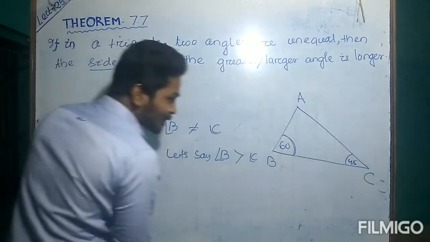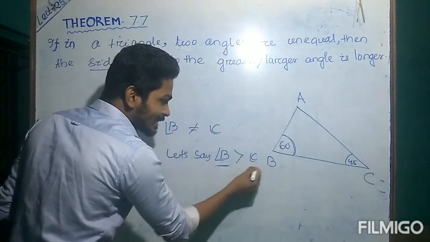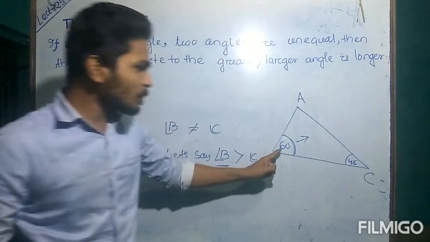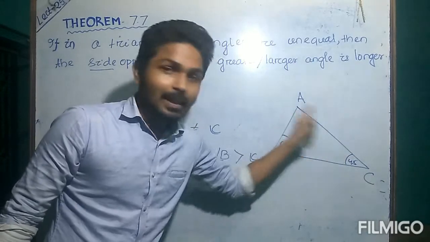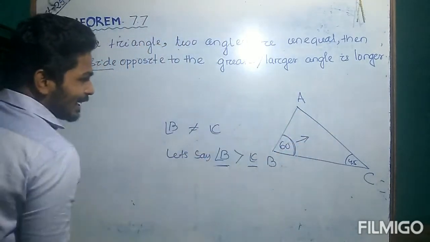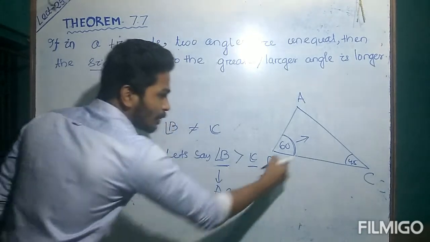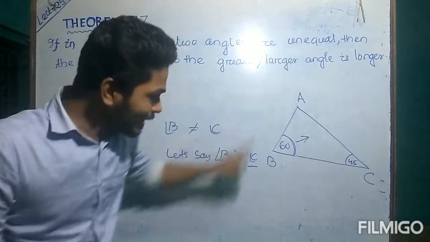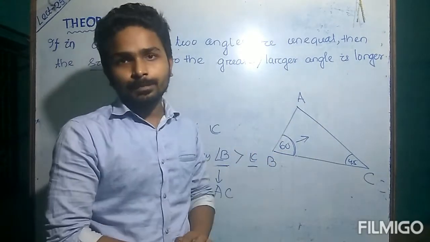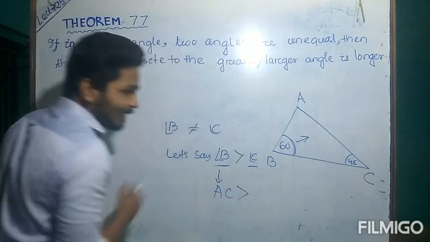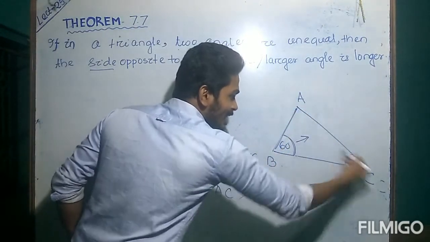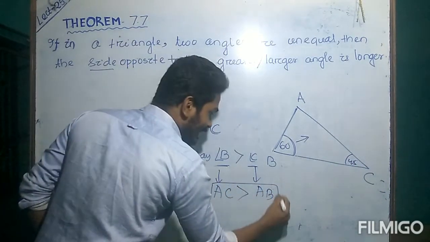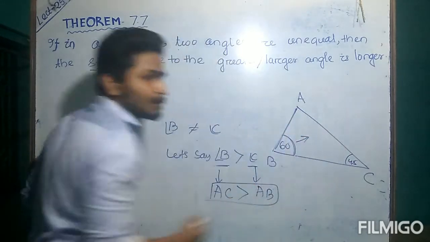Since we have taken for this triangle, this angle is greater than this angle. Now let us find the opposite side of this angle. Which one is the opposite side? The AC side. So AC is the opposite side of angle B, and we have taken B as the larger angle. Then according to the statement, this side is longer. The other side is the opposite side of angle C. Then the larger side is AC among AB and AC.